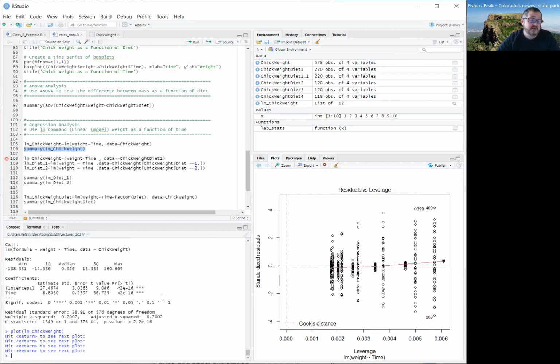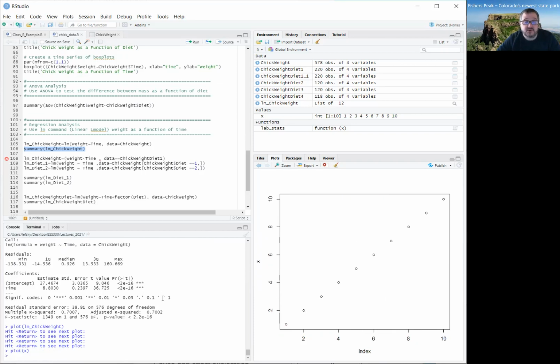But again, if you did plot x, it would just give you the values that are in that x variable. Whereas if you do it with the model result, it's going to give you an idea of the fit and the model diagnostics, which is pretty cool, actually. I mean, that's my opinion.